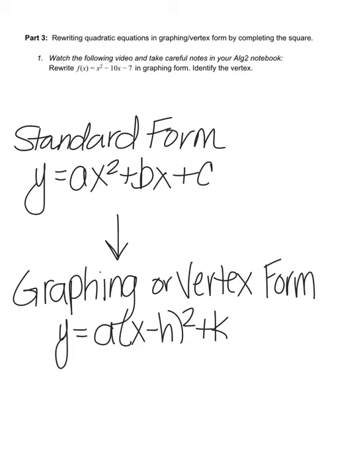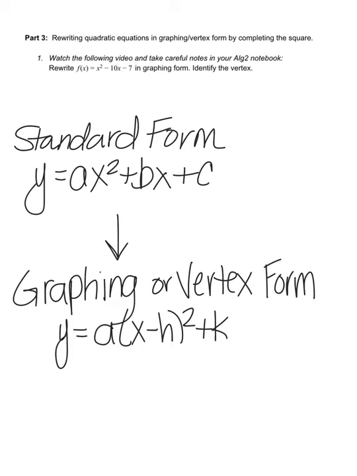Good morning. We want to rewrite quadratic equations into graphing or vertex form by completing the square. So when we have an equation that starts out in standard form, y equals ax squared plus bx plus c, that's what we have here today, x squared minus 10x minus 7. If we want to rewrite it in graphing form, we also sometimes call that vertex form, y equals a(x minus h) squared plus k.